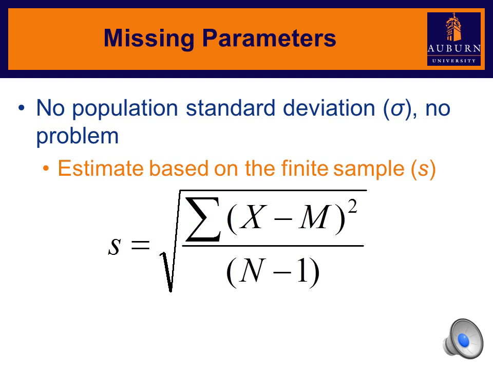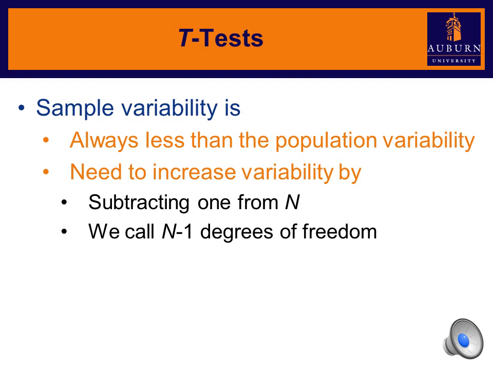And when we do that, we turn a finite distribution based on our sample into an infinite distribution that's estimated to the population. So always remember that the sample variability is always less than the population variability. And so if I want to estimate from my sample and infer back to that population, then I need to increase the variability. And I'm going to do that by subtracting 1 from n, or from the number of observations in my sample. So we call n minus 1 the degrees of freedom.